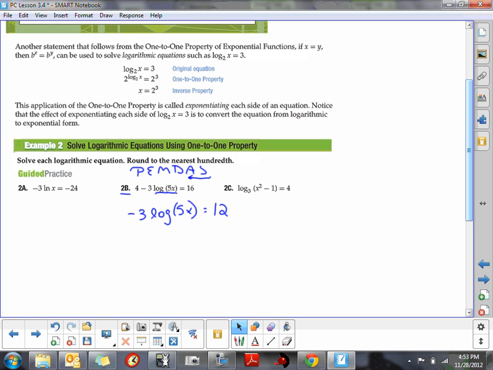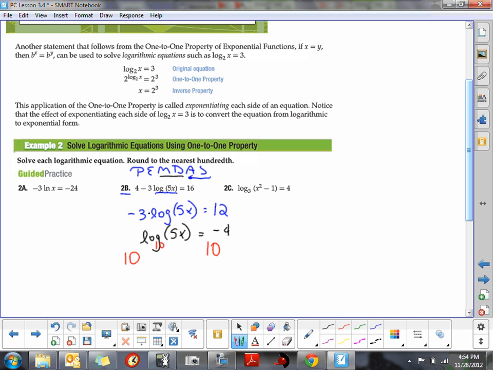After we get done doing that, we're now at the multiplication and division stage. We want to get rid of multiplying by 3, so we will divide by negative 3. So the common log of 5x equals 12 divided by negative 3, which is negative 4. At this stage, I'm going to fall back to this inverse. What would be the inverse of a log base 10? Well, the inverse of a log base 10 is to exponentiate both sides to a power of 10.